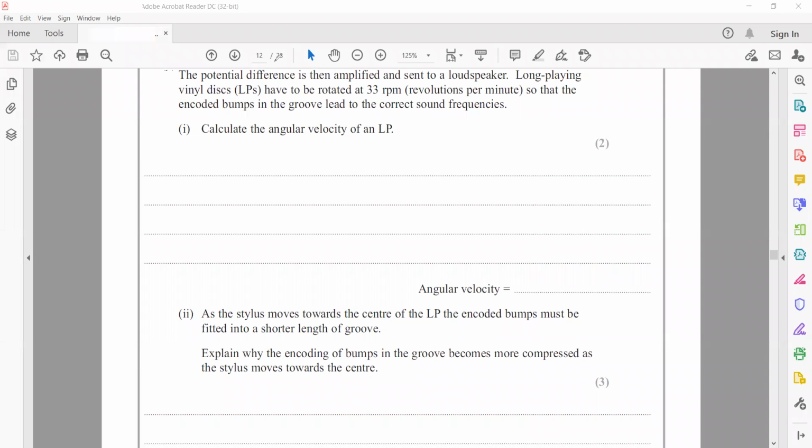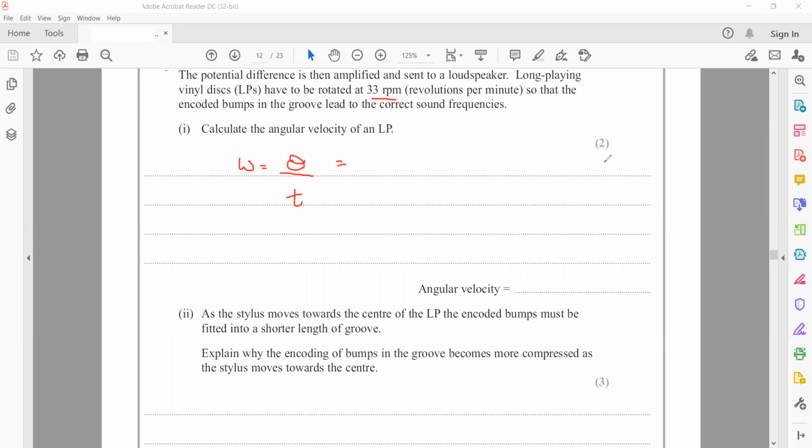So in this question, the potential difference is then applied and sent to a loudspeaker. Playing vinyl discs, LPs have to be rotated at about 33 revolutions per minute, so that encoded bumps in the groove lead to a correct sound frequency. We have to calculate the angular velocity, so we have to calculate omega. So omega is equal to theta divided by t. Theta should always be in radians, but it is given in revolutions.